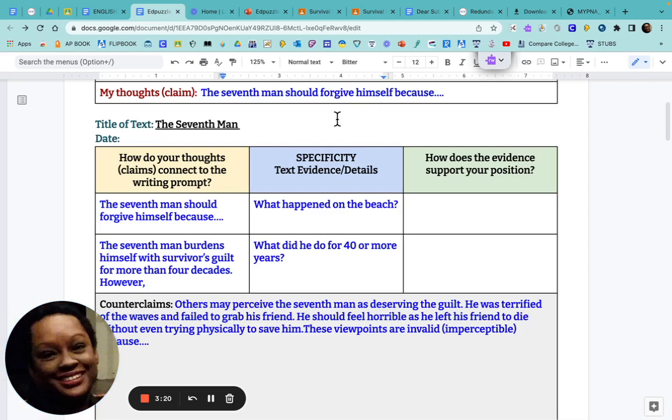So what you're going to do in column 3 is tell me how the evidence supports your position. Here you have to answer this question, the first one. Then you have to give me specific evidence from the text, and then you have to support it. You have to explain why he should forgive himself, or should not forgive himself, based on what happened on that beach that day.